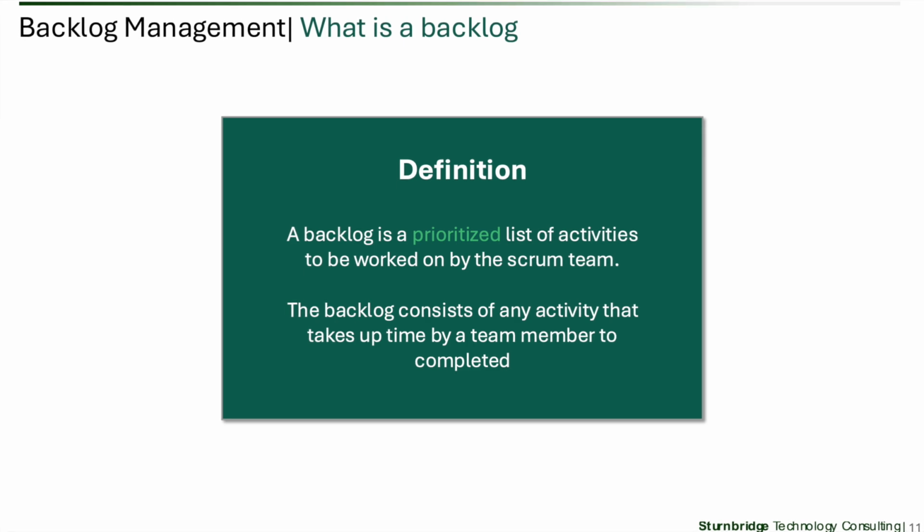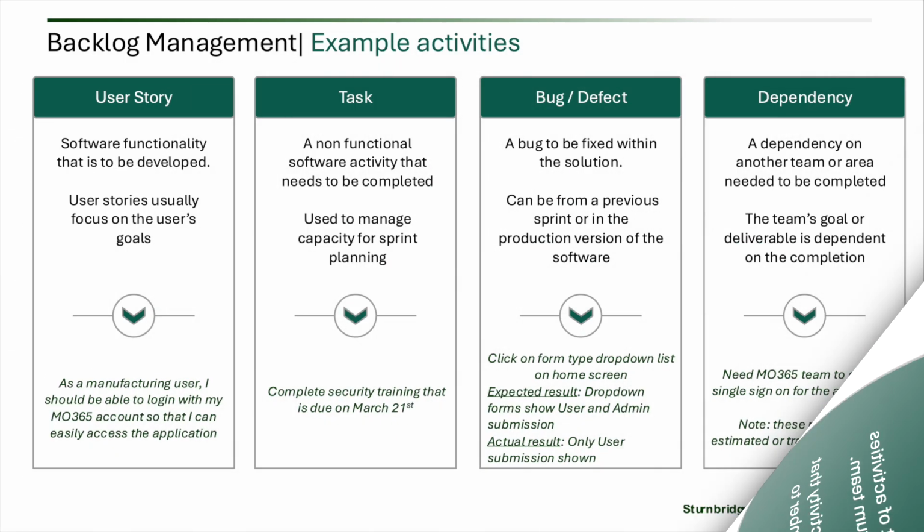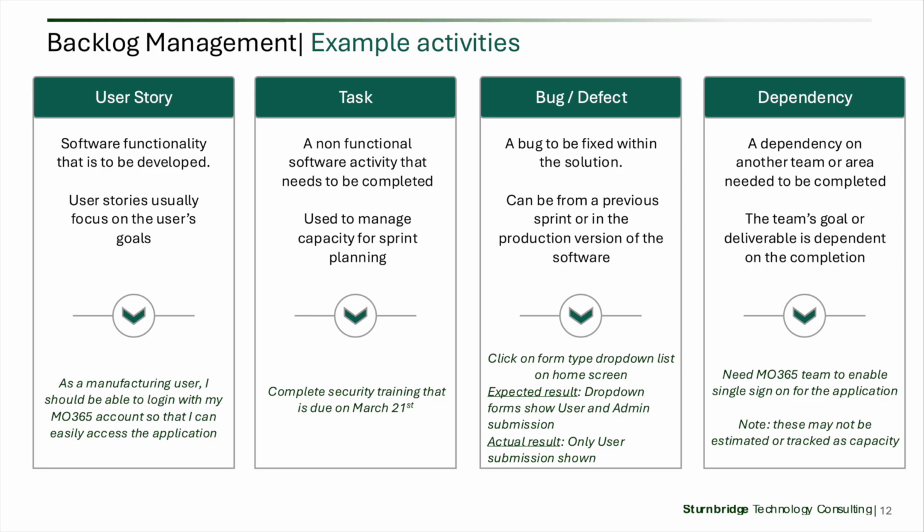A backlog should contain all meaningful work that takes time from the team. That includes user stories, technical tasks, defects, and sometimes dependencies or supporting work that affects delivery. One common mistake is treating the backlog as a feature list only. When that happens, teams lose visibility into the true demand on their time. A healthy backlog reflects reality.